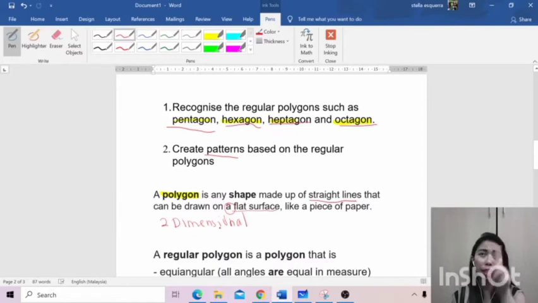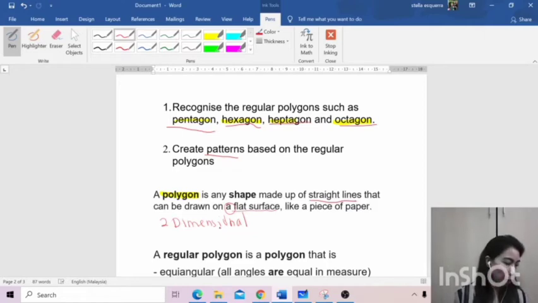If it's three-dimensional, like a cube, you have six flat surfaces. Let me show you a box. This box is a cuboid, so you have six surfaces: 1, 2, 3, 4, 5, and down 6. So this is not a polygon because it has more than one flat surface. A polygon only has one flat surface, so it means two-dimensional. You just have to draw it on a piece of paper.